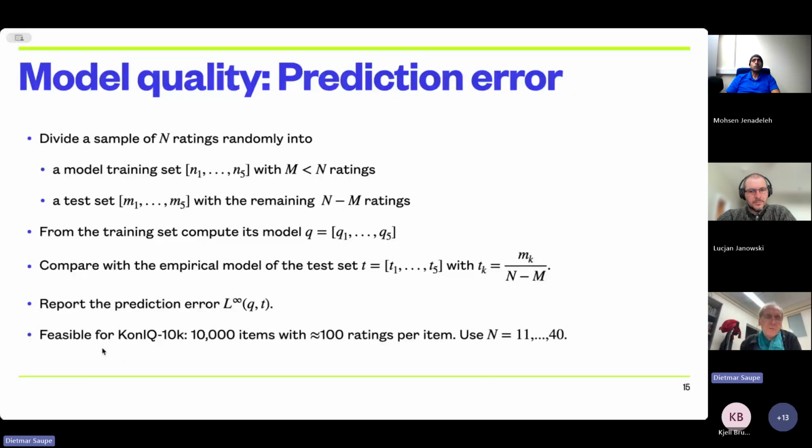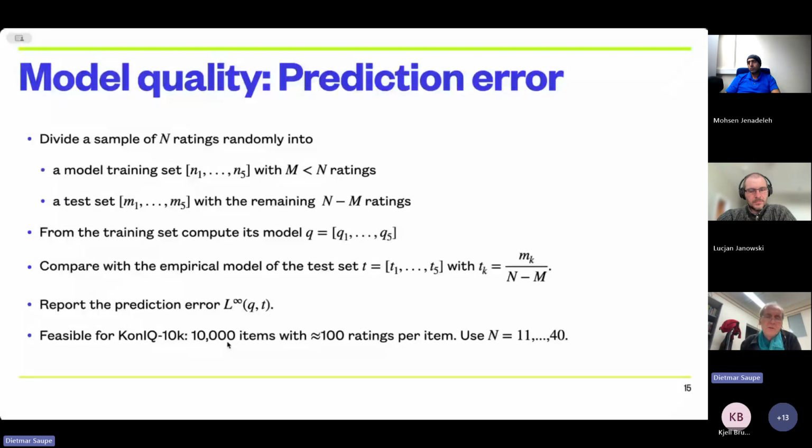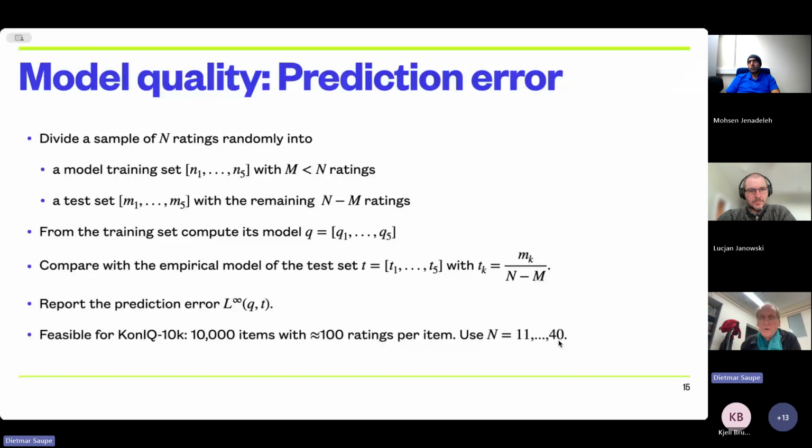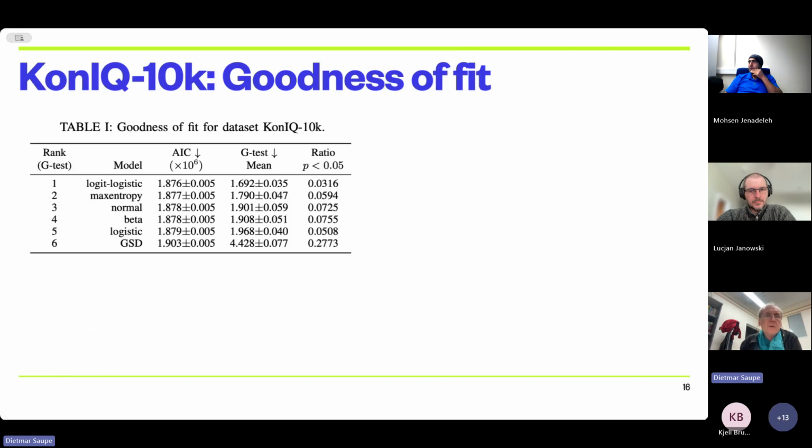So this is feasible for Konic 10K, but not for VQEG HDTV. We have 10,000 items with more than 100 ratings per item. So there we use, for the training, 11 to 40 ratings out of those 100 per item, and the others are all for testing. For VQEG HDTV, we have only 24 ratings per video, and that's not going to be very conclusive. So this is the result for Konic 10K now for the first part, goodness of fit.